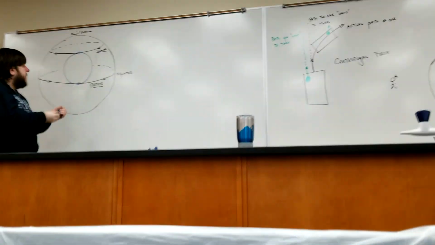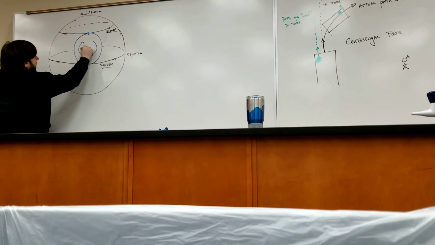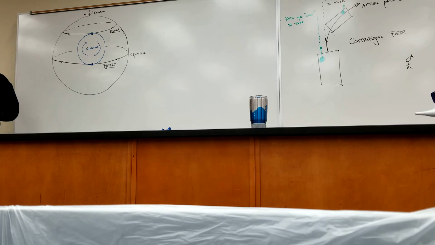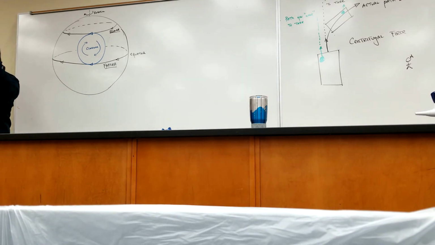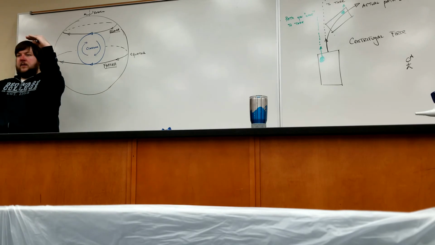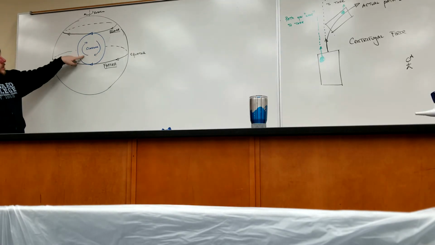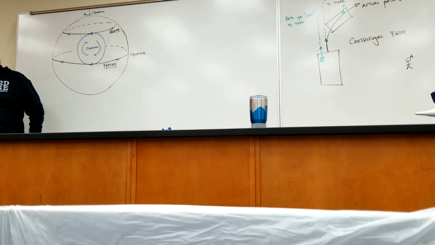And you get this clockwise rotation as it passes. The bottom part is moving faster than the top part. Right. So from your perspective, it looks like it's doing this. Okay? So there's a clockwise rotation in the northern hemisphere. In the southern hemisphere, you would get a counterclockwise rotation.